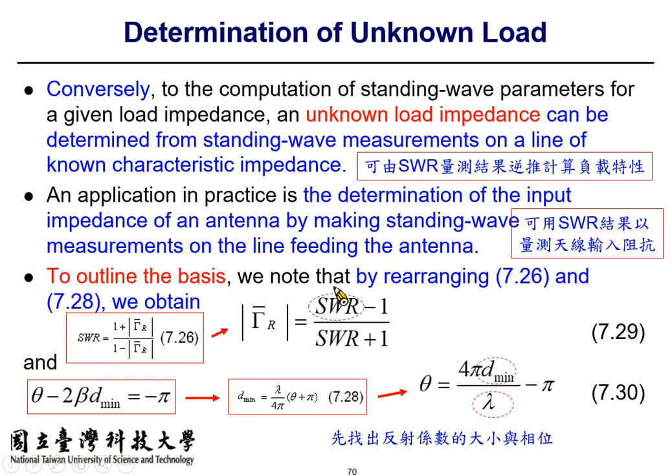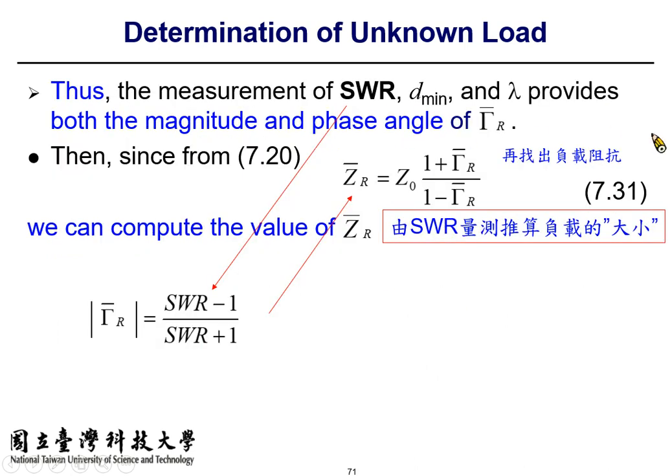The two parameters circled with red dashed line are the information we acquire from the SWR measurement. So substitute the measured value in equation 7.30, and you will get the angle of your reflection coefficient gamma. Why do we need gamma? The ultimate goal is to find ZR, as shown in equation 7.31.